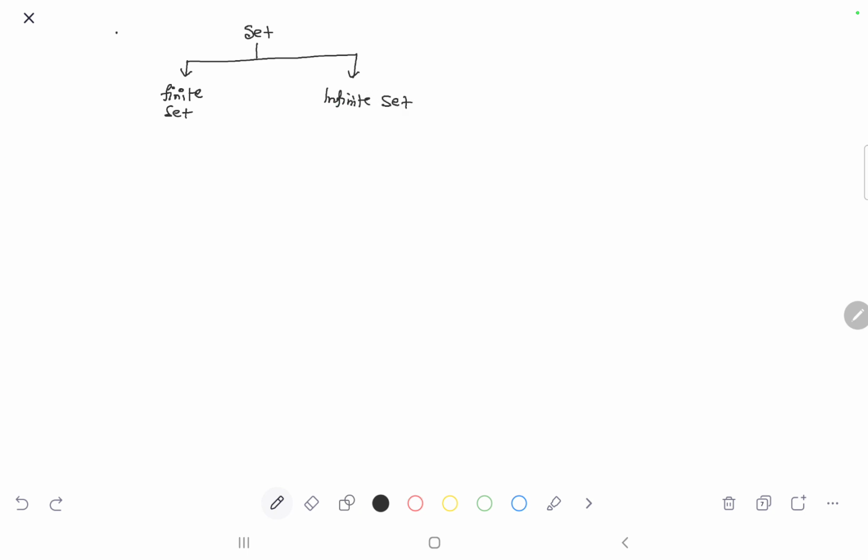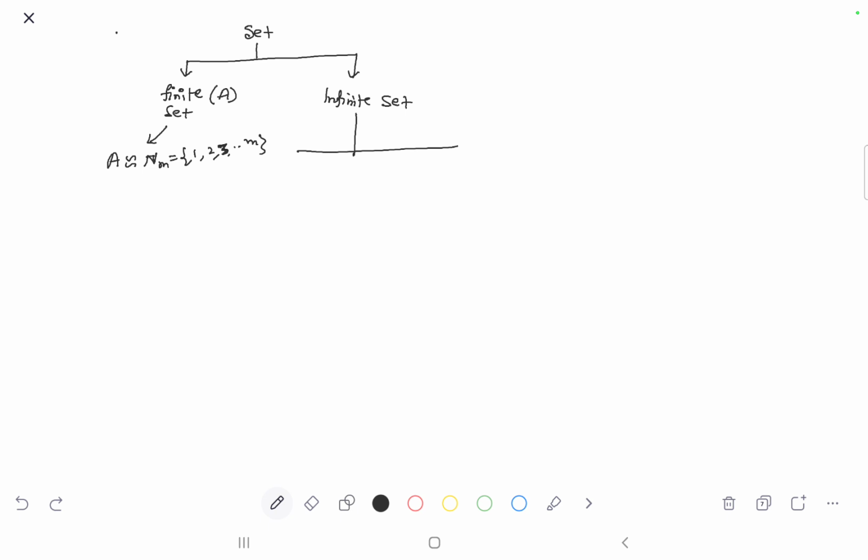Now this infinite set we divide into two parts, countable set and uncountable set. What does finite set mean? You have a set A; you call it finite if A is equipotent with some N suffix m, so {1, 2, 3, ..., m}. So a set is finite if it is equipotent with {1, 2, ..., m}. That m is the number of elements.